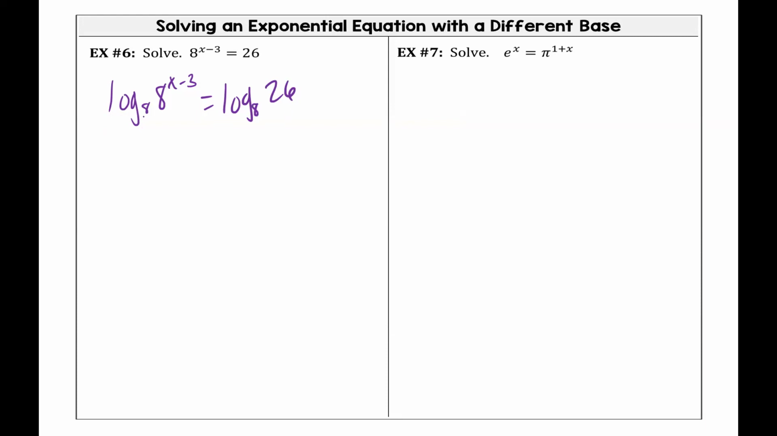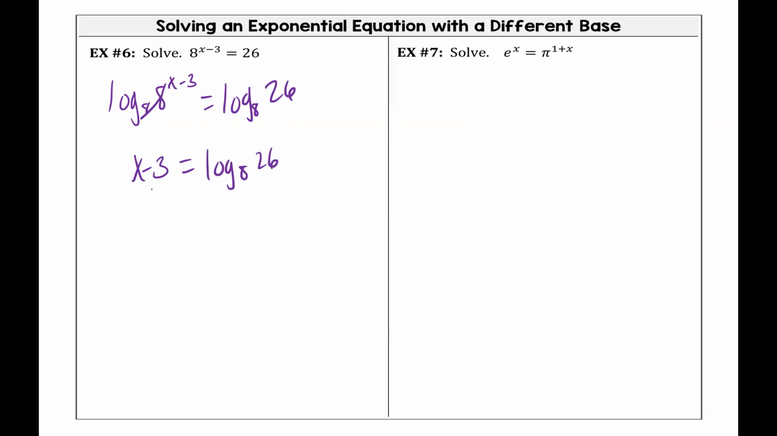This is the identity property for logs. If you take the log of an exponential of the same base, they basically cancel each other out. So we're left with just x minus 3 equals log base 8 of 26.